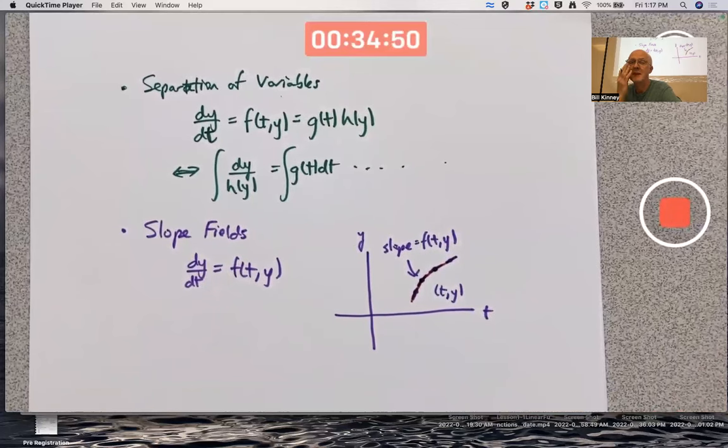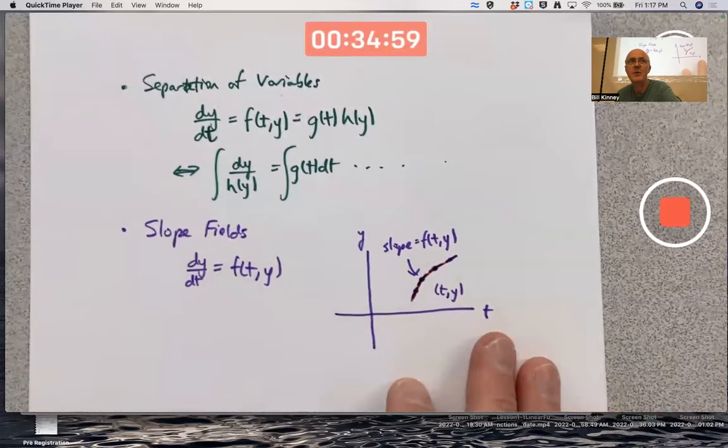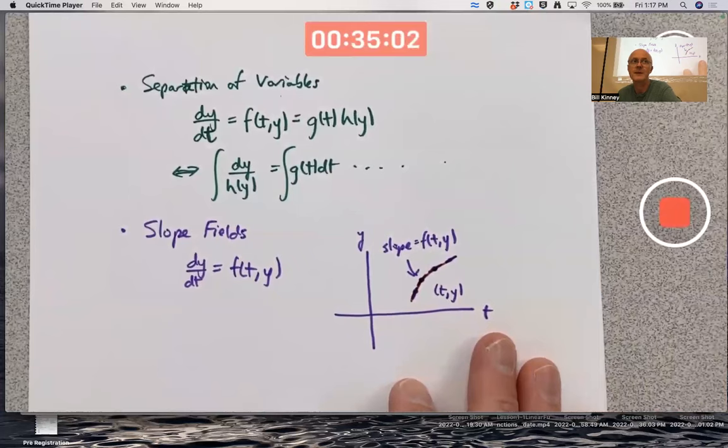Oftentimes, actually. Because oftentimes differential equations are just too hard to solve explicitly. You have to rely on slope fields or Euler's method or something better than Euler's method. There are plenty of numerical methods better than Euler's method.